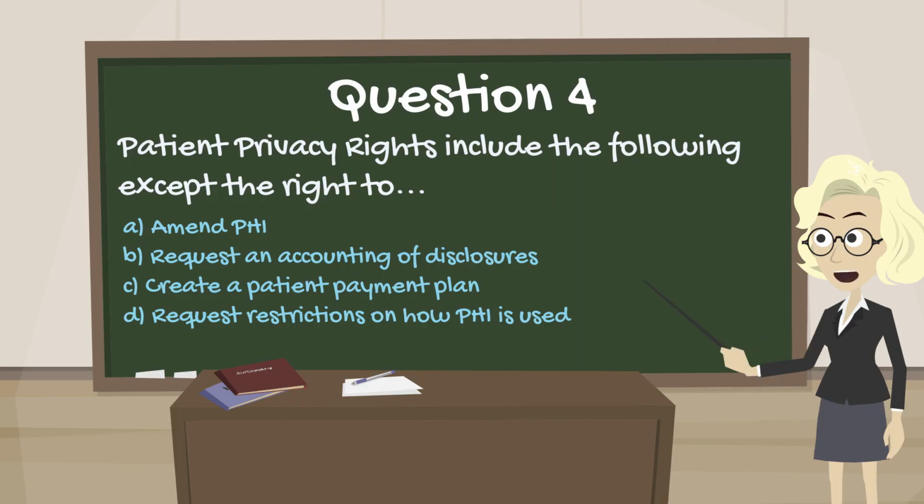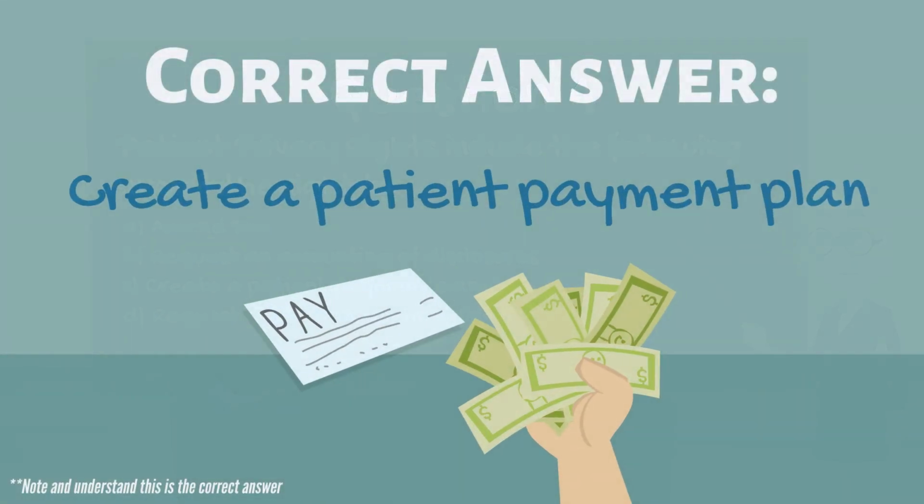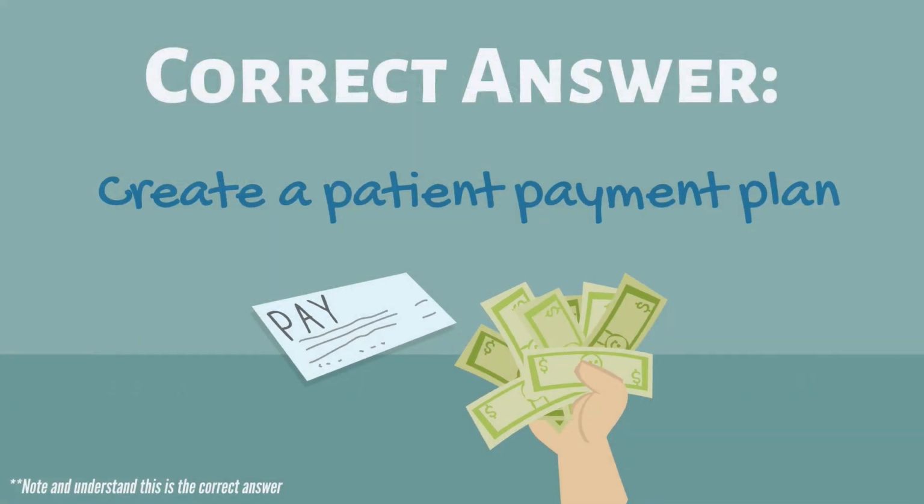Patient privacy rights include the following except the right to A. Amend PHI, B. Request an accounting of disclosures, C. Create a patient payment plan, or D. Request restrictions on how PHI is used. The correct answer is create a patient payment plan.